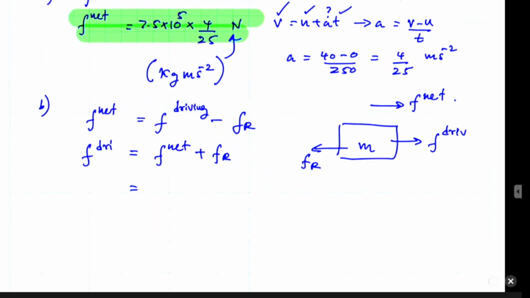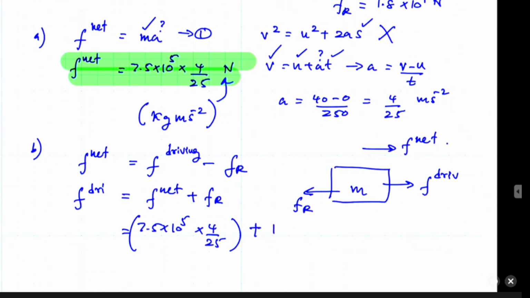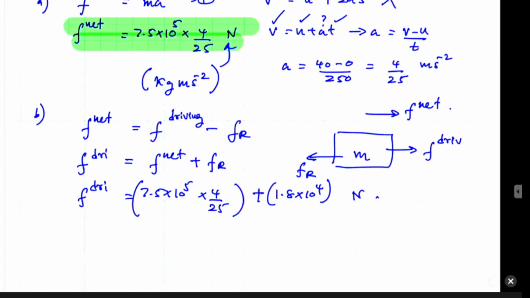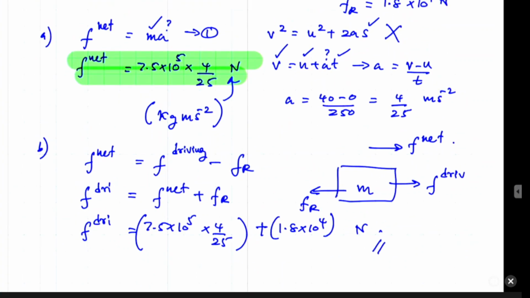So F net you found already, 7.5 times 10 to the power 5 times 4 divided by 25, and not minus, plus the friction force, which is already given to you, 1.8 times 10 to the power 4, and that would be the F driving force. Okay, so that is fine.